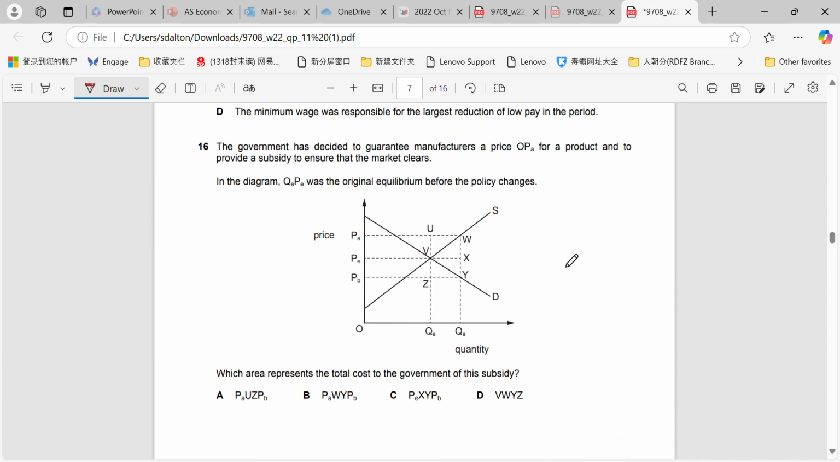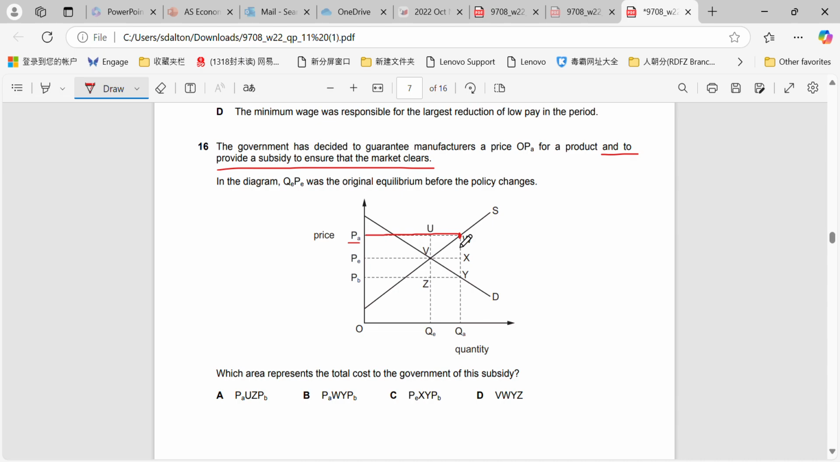16, difficult question this one. Kind of tried to trick you out a little bit here. Government has decided to guarantee manufacturers a price OPA for a product and, importantly, to provide a subsidy to ensure that the market clears. So if they're providing OPA, what they're doing is they're essentially saying that we are going to guarantee this level here at W, right?